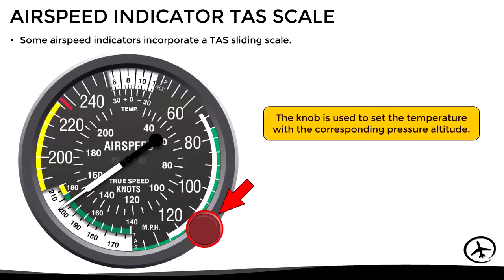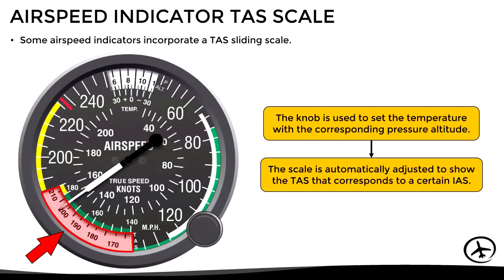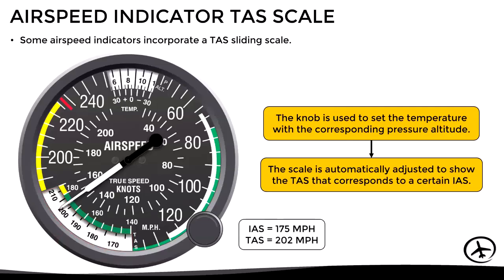We must first use this knob in the bottom right corner to adjust the current pressure altitude with the outside air temperature on this scale at the top, just as we did with the flight computer. Once this is done, the scale below will be adjusted to indicate the true airspeed for any given indicated airspeed within the scale. For example, this particular instrument shows an indicated airspeed of 175 miles per hour, and on the true airspeed scale we can read approximately 202 miles per hour. So, in this way, the pilot can determine the true airspeed in real time easily.